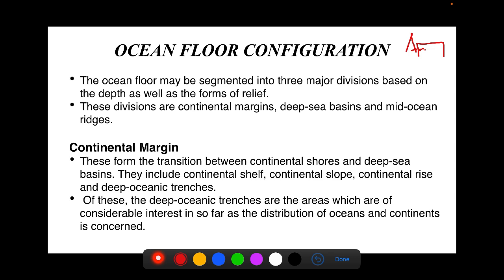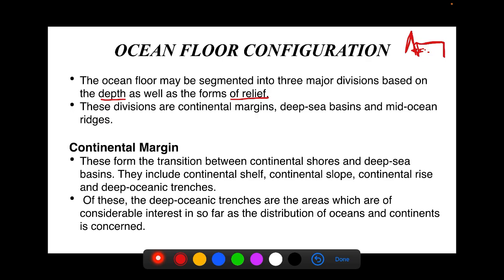We always see that on land there are certain types of mountains, plateaus, plains, and deserts. But what we miss is that below the ocean water also certain types of features are present, such as mountains and plains, and this is what we have to study now. The ocean floor may be segmented into three main divisions based upon the depth and the form of relief.